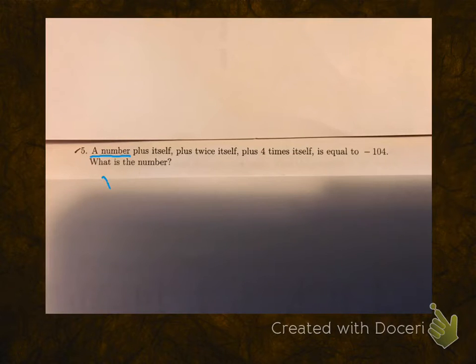Number 5. We have a number. We'll call that x plus itself. That's simple enough. Plus twice itself, so that's 2 times x. Plus again 4 times itself, so 4x is equal to negative 104, excuse me. Negative 104. We're going to add these together.